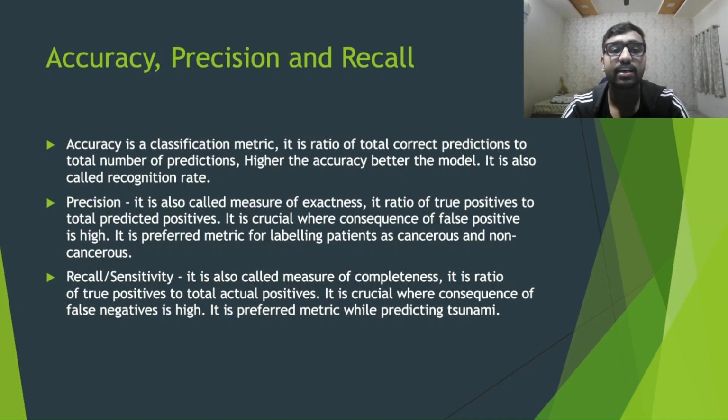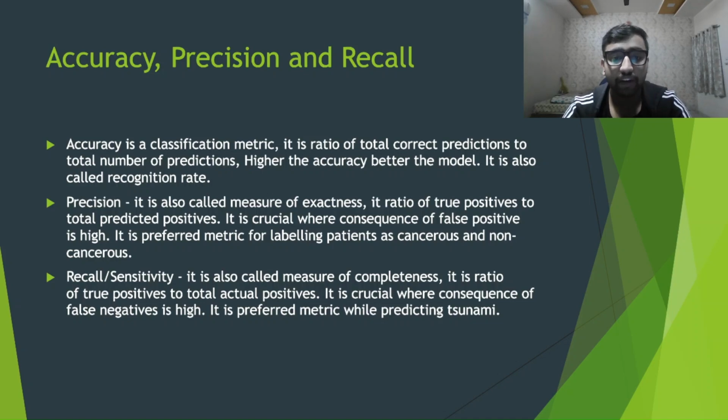It just addresses the correct predictions, but at times we would also want to know how many false positives or false negatives are encountered in the classification process by the given model. So for that, precision and recall come into play. Precision is also called the measure of exactness. It is the ratio of true positives to total predicted positives. It is crucial where the consequence of a false positive is high.